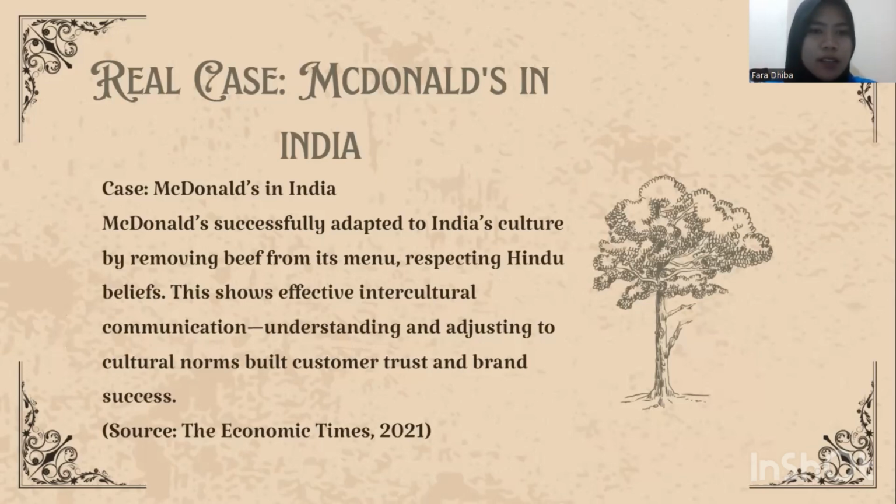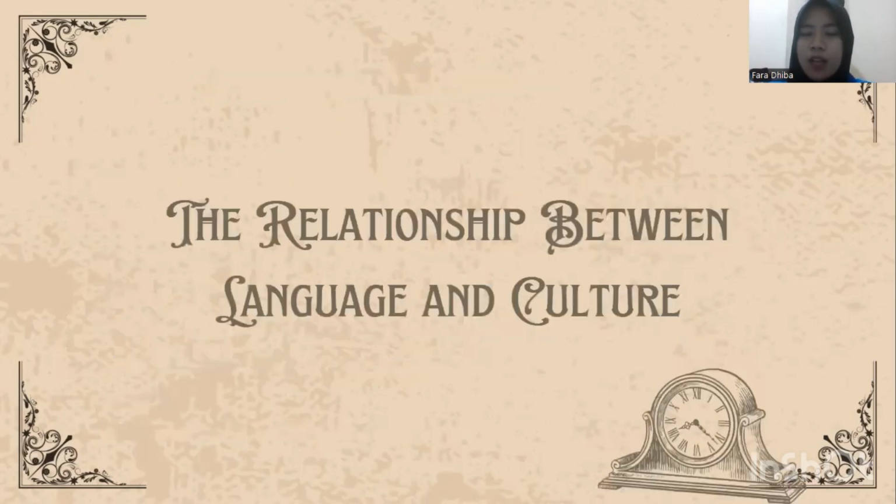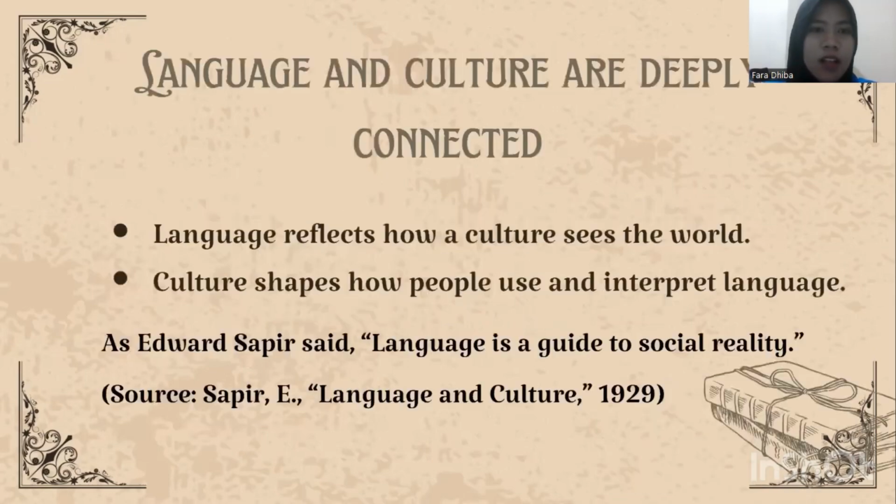And then the second case is the relationship between language and culture. Language and culture are deeply connected. Language reflects how a culture sees the world, and culture shapes how people use and interpret language. As Edward Sapir said, language is a guide to social reality. Source: Sapir, Language and Culture.